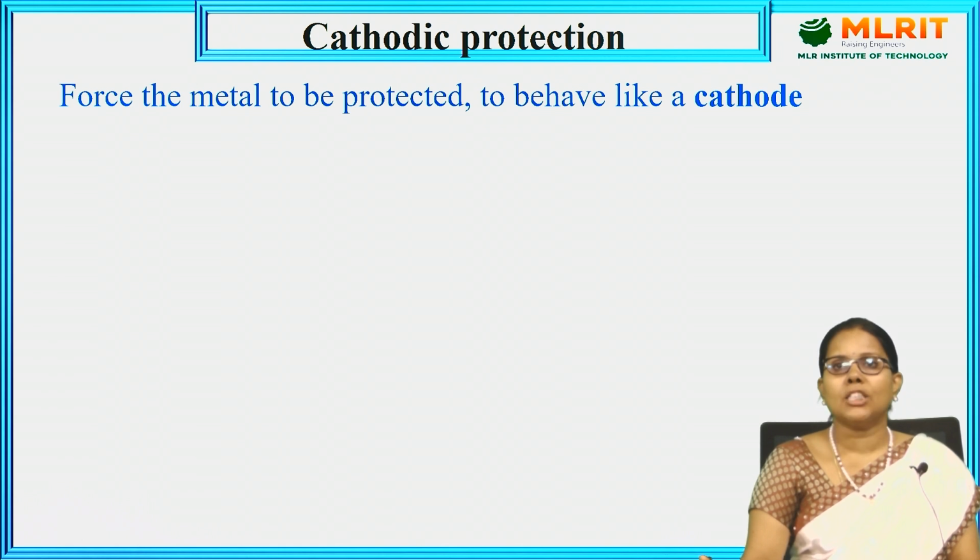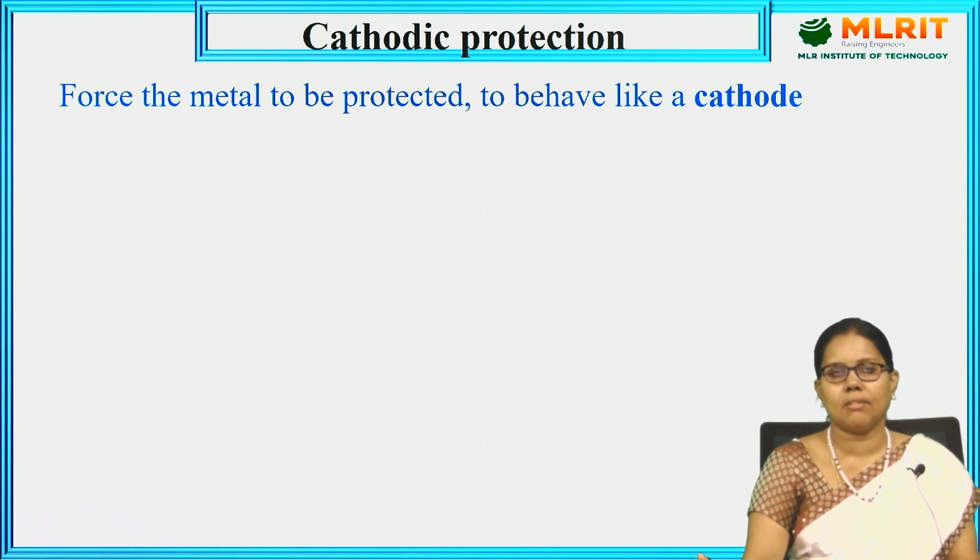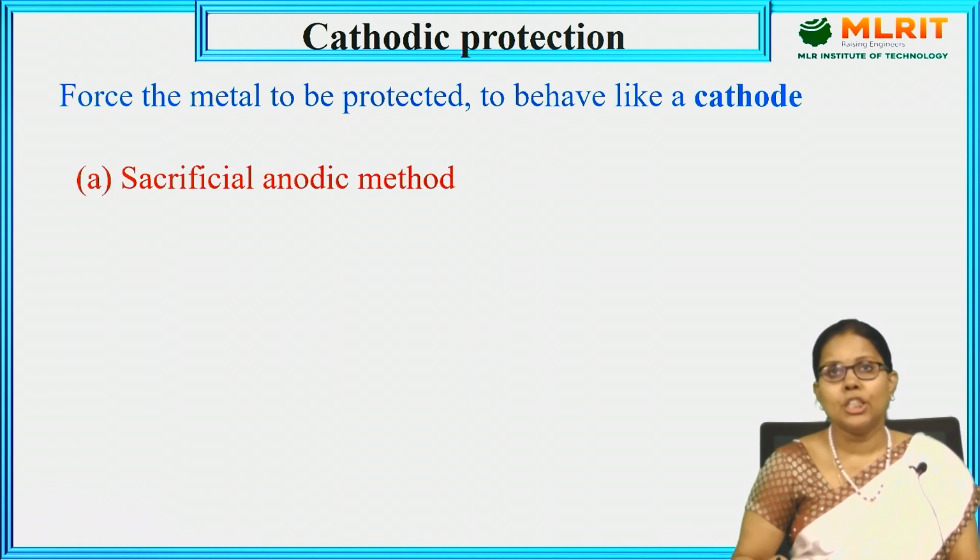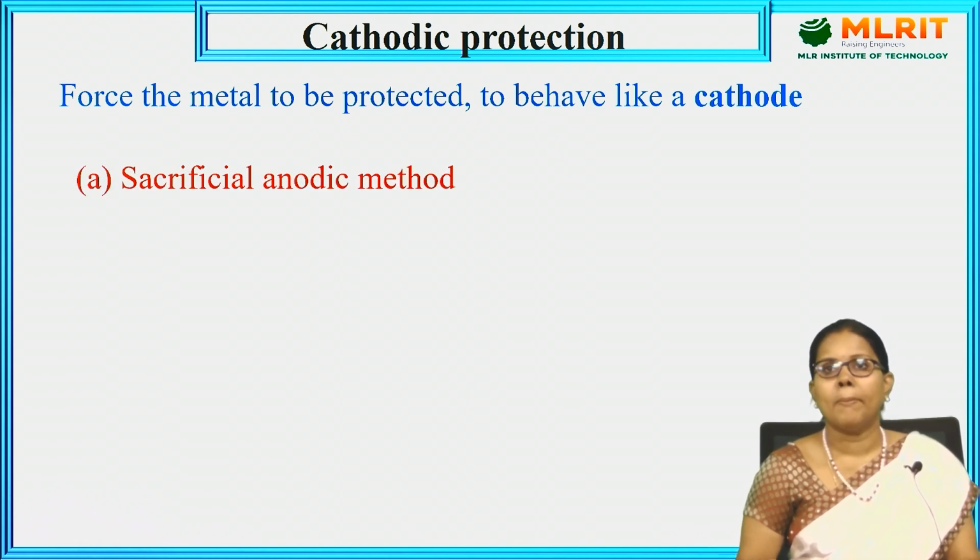These buried pipelines act as anode. If they behave as a cathode, they are protected. If they act as anode, they get corroded. So we have to force them to behave like a cathode. Cathodic protection is nothing but forcing the metal to be protected to behave like a cathode by applying external materials.